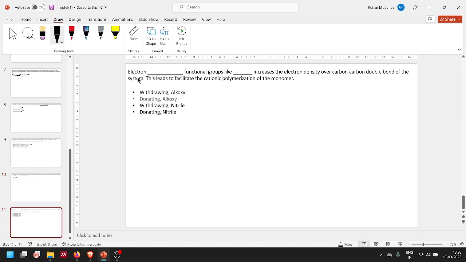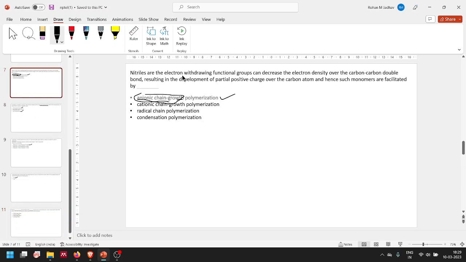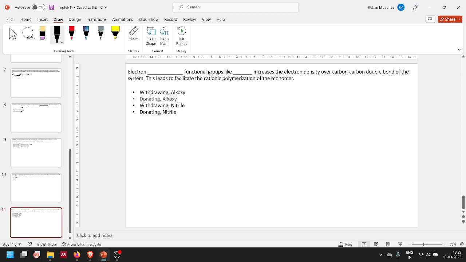Moving on, the electron blank functional groups like blank increase the electron density over the carbon-carbon double bond of the system. This leads to facilitate the cationic polymerization of the monomer. As we discussed in the previous question, we already know that nitriles are electron withdrawing functional groups that decrease the electron density over carbon-carbon double bonds. Here, we need donating functional groups so that, as written here, they increase the electron density over the carbon-carbon double bond. Increase in the electron density will only occur when electrons are transferred from the functional group to the carbon-carbon double bond system. So, since nitriles are withdrawing groups, these options would be incorrect.